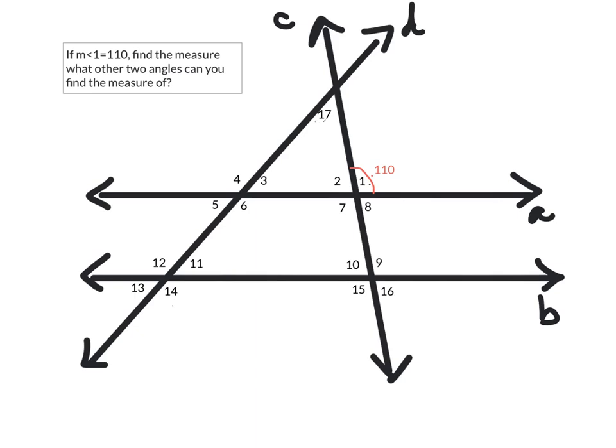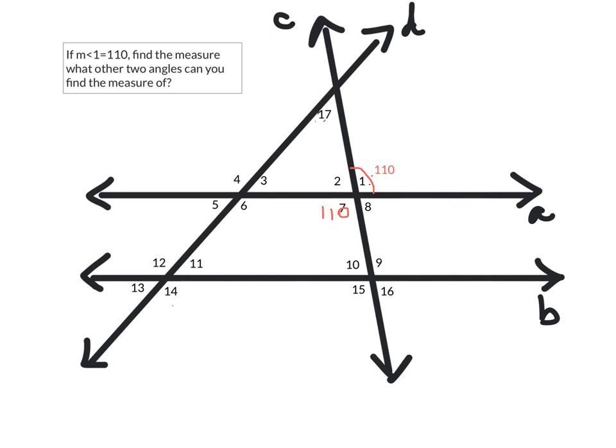All right, let's give that a try. Let's say that the measure of angle 1 is 110 degrees. Can you find the measure of at least 2 other angles if you know that angle 1 is 110? Now, hopefully you were able to tell that angle 7 is a vertical angle with angle 1, so it's 110.